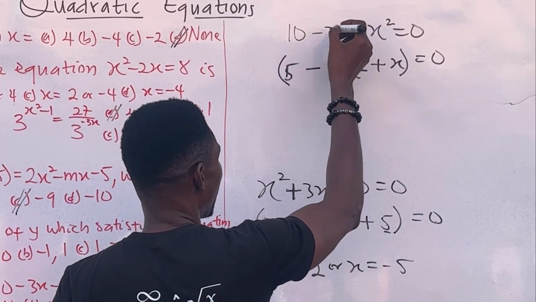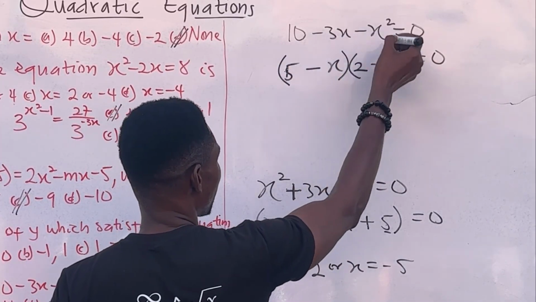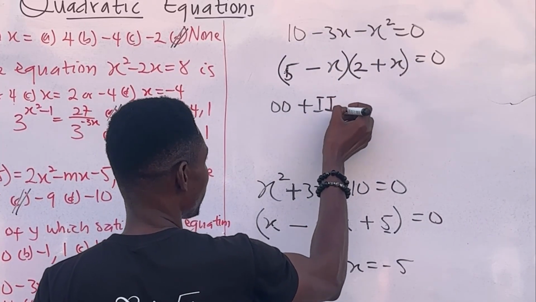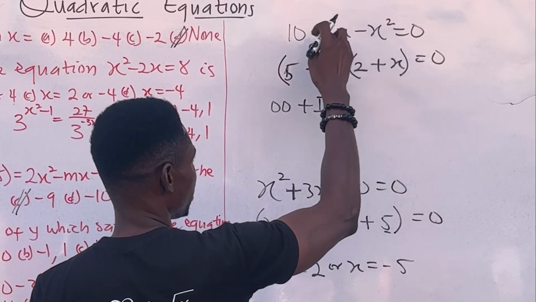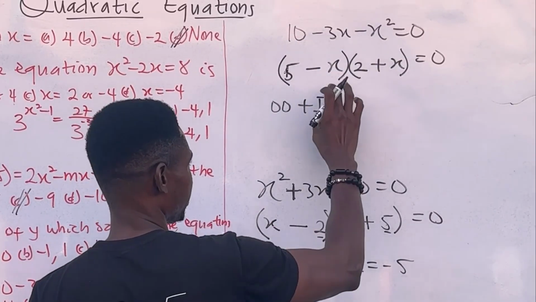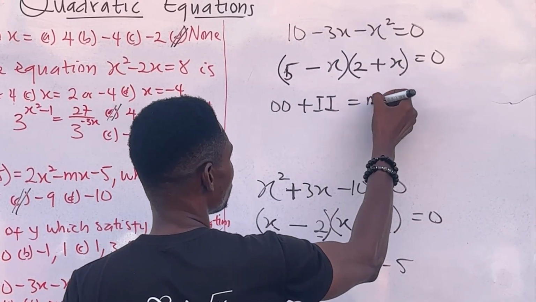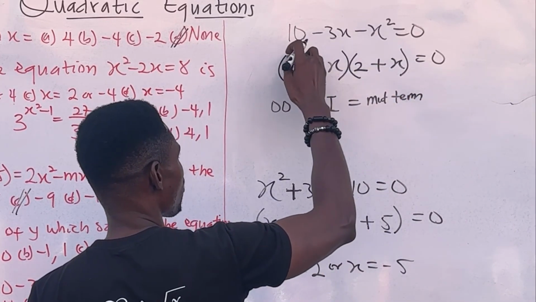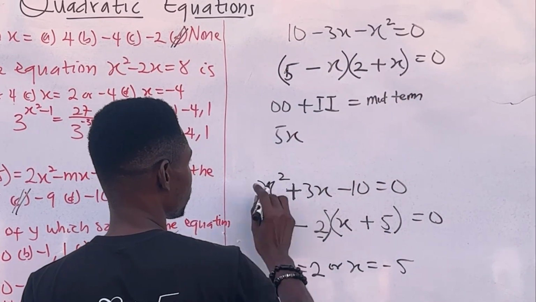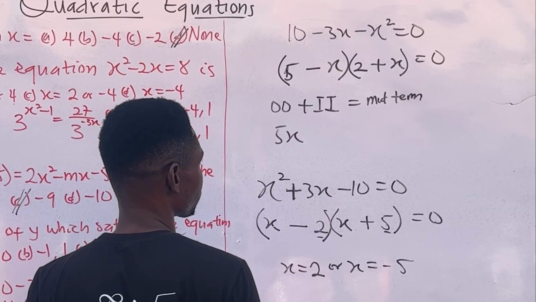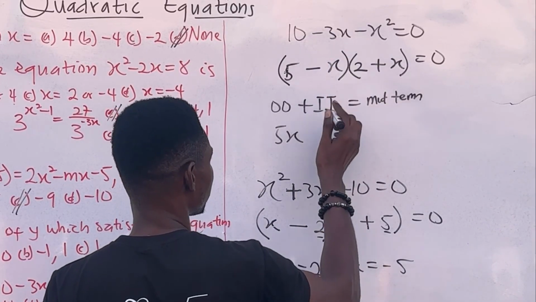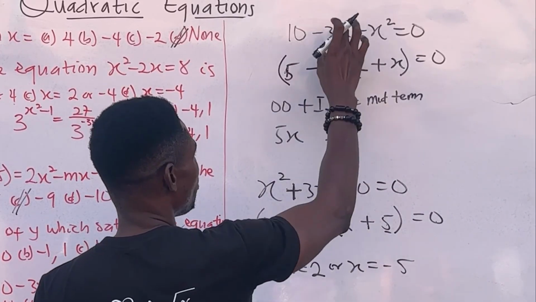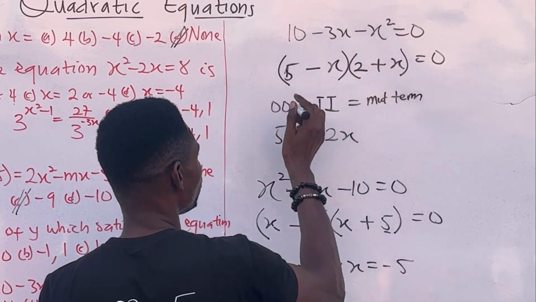Remember, if you multiply the external and external, that's outer items. Remember, OO plus II, I already explained this in the lecture. Outer items plus inner items equals the middle term. So let's go outer, outer. 5 multiplied by x, that's 5x, right? Inner, inner. 2 multiplied by x, that's 2x, right? Because we need a minus 3, our 5 is going to be negative.